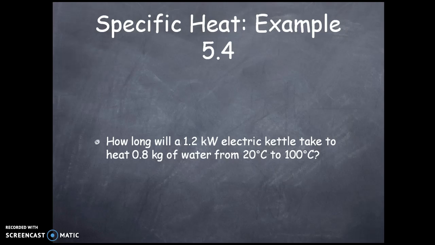So we know delta T is nothing but 100 minus 20, which is 80 degrees Celsius. And specific heat of water is 4.2 kilojoules per degree Celsius per kilogram. And mass of the water is 0.8. So what kind of work is done in here? The work done is nothing but heating the water.